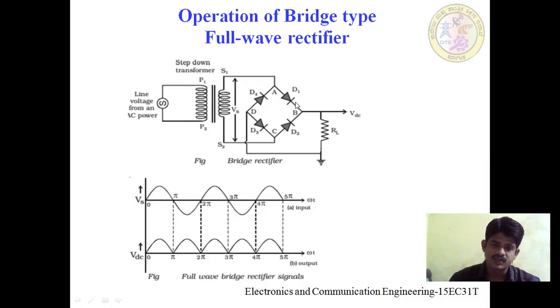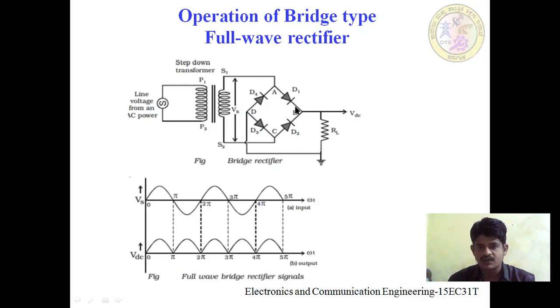So by this we can understand that D1 and D3 are in forward bias and D2 and D4 are in reverse bias. That means D1 and D3 are conducting and D2 and D4 are in the non-conducting state. Then the current is flowing in this direction because D1 is on. So current comes like this.